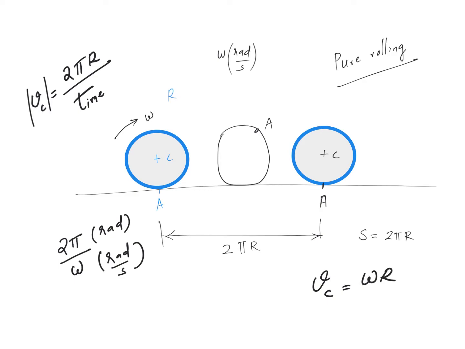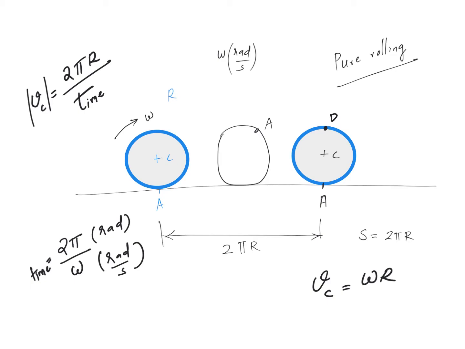Simple. Here I forgot to write one very small thing, but this is time. We are evaluating time like this. So now we have an equation which tells us the speed of this point C. Now, if I ask you, what is the speed at this point? Let's call that point D.